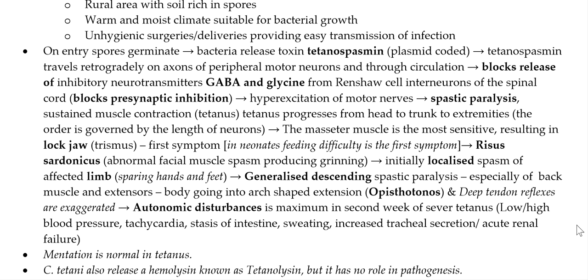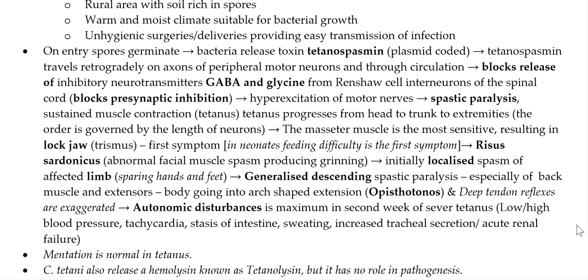This toxin, tetanospasmin, travels retrogradely on axons of peripheral motor neurons and via circulation also. It blocks the release of the inhibitory neurotransmitters GABA and glycine from the Renshaw cell interneurons of the spinal cord. If you recall your physiology, these are the neurons which play a role in presynaptic inhibition. So with the help of tetanospasmin we are blocking that inhibition, basically inhibiting the inhibition. That will result in hyperexcitation of motor neurons and ultimately spastic paralysis.